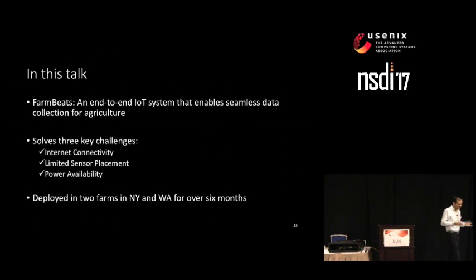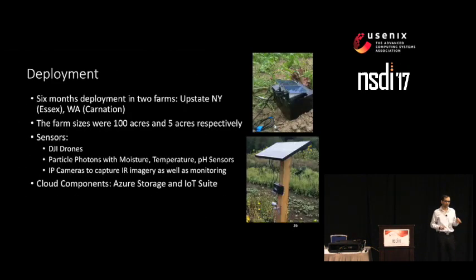So this concludes the technical part of my talk. Of course, there are a lot more details, and I'd highly encourage you to read the paper for those. I want to quickly talk about our deployment. We've deployed our system for 6 months in 2 different farms. One was in upstate New York, and the other one was in Carnation. The farm in New York was larger at 100 acres, and the farm in Washington State was smaller, about 5 acres. We deployed 3 kinds of sensors, pH, moisture, and temperature, and we used DJI drones.